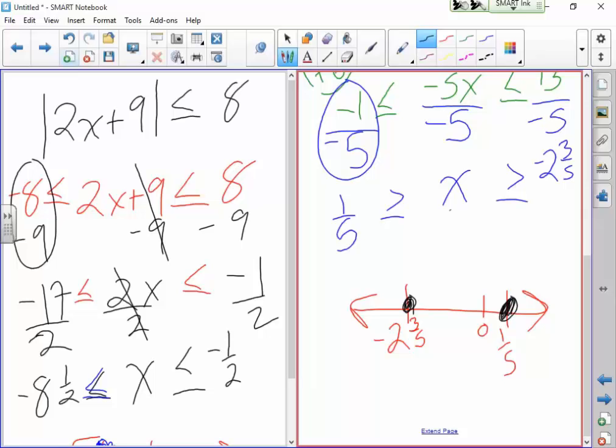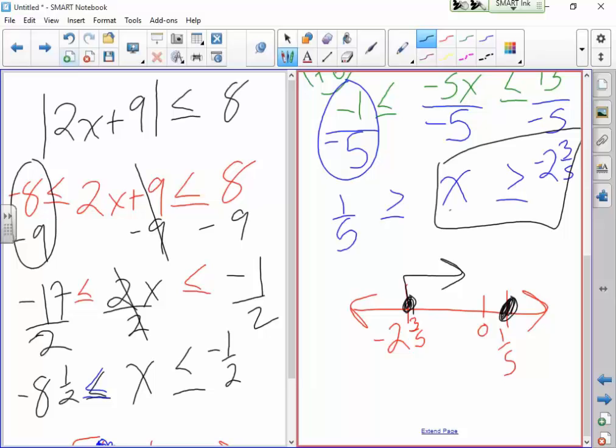Left. We're not clear. So just think about it. X is everything greater than this number. So it's bigger than -2 and 3/5, right? So that means I'm going to the right, because it's greater than -2 and 3/5. Is everybody okay with that?